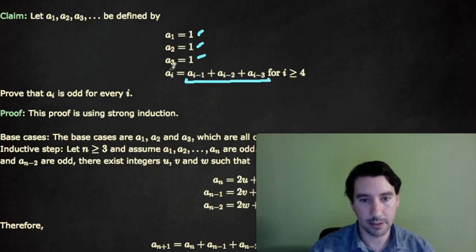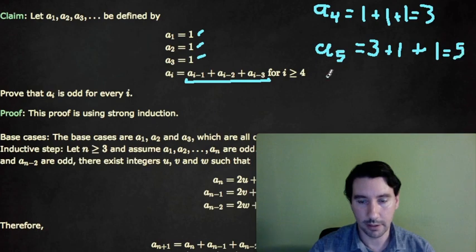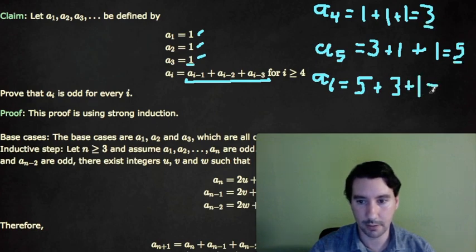In other words, A4 will be 1 plus 1 plus 1, which will be 3, and then A5, we would add A4, which is 3, plus A3, which is 1, plus A2, which is 1. So that's going to equal 5. And then A6 would be 5 plus 3 plus 1. So you always add the last 3 terms, the 5, the 3, and the 1. And so that's going to give you 9.